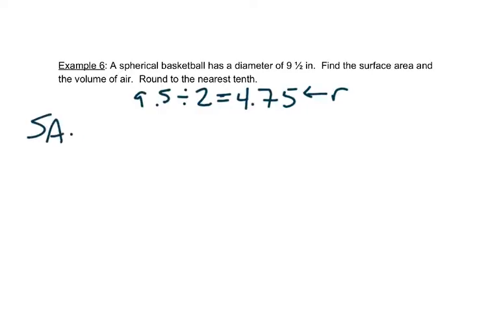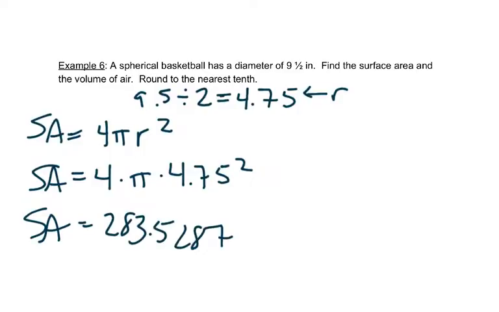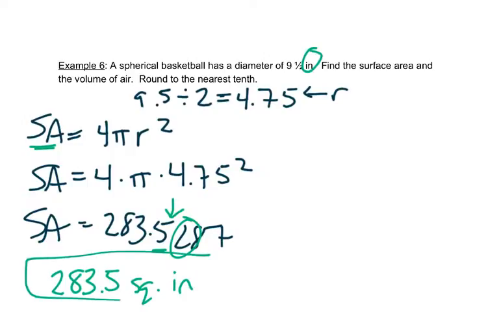So surface area is 4 pi r squared. So we'll have 4 times pi times 4.75 squared. And if we put that into our calculator all at the same time, we get 283.5287. It says to round to the nearest tenth. The 2 after it tells us to leave the 5 at 5. And we get 283.5. And it's area, so we have square, and this is in inches, so it's square inches.